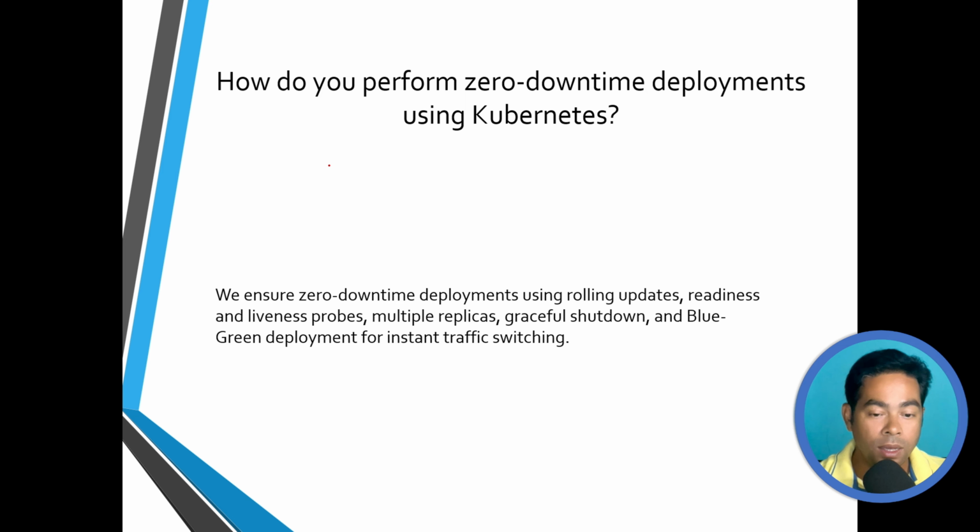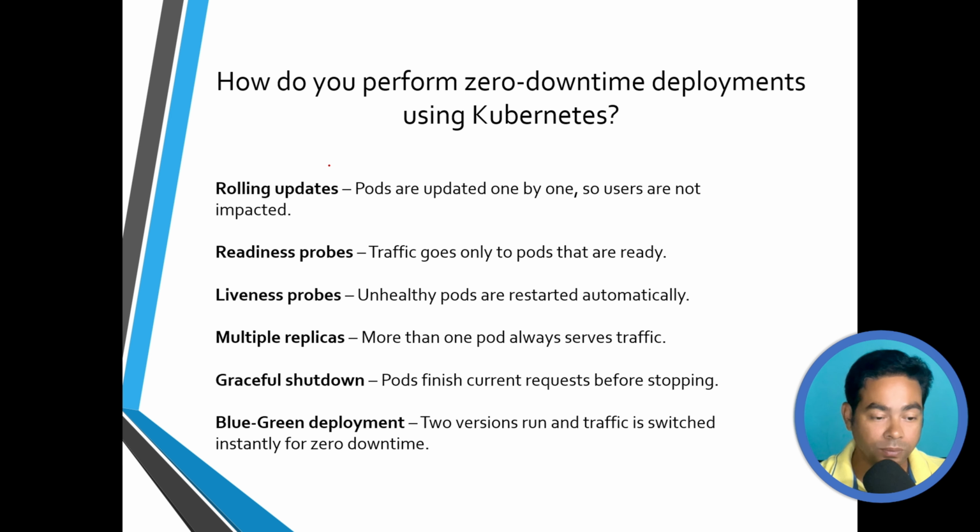You say that we are using blue green deployment. Whenever you deploy your applications, one new pod is created at a time with your new features. Pods are updated one by one, which is called a rolling update. So users are not impacted, and traffic goes only to the pods that are ready. That means the new pod is created and Kubernetes checks whether it is healthy or not.